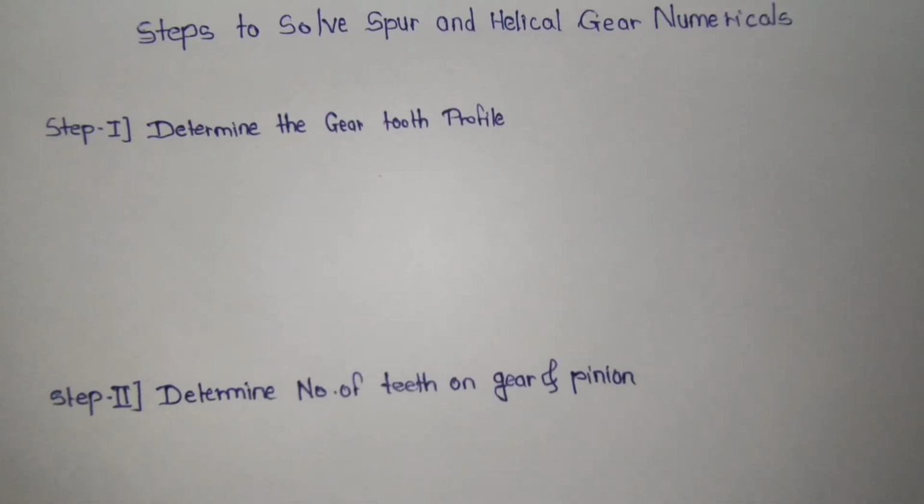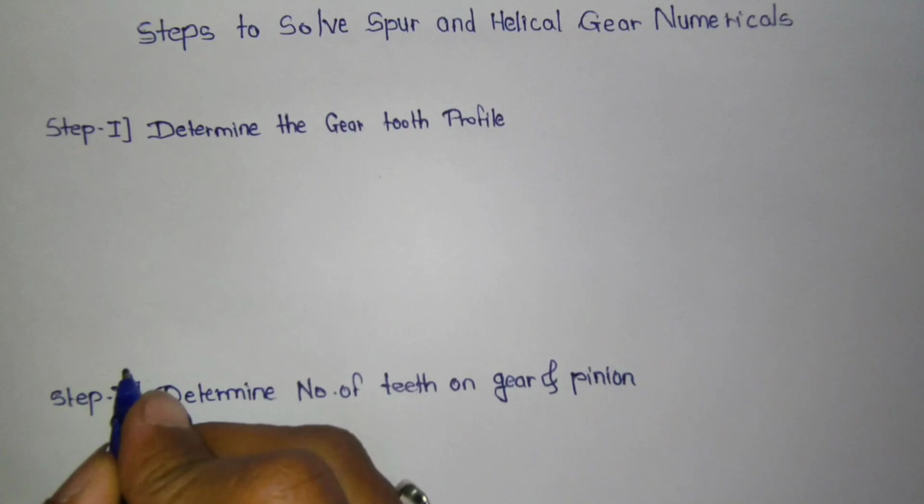Hello friends, today in this video I am going to show you all the required steps for the spur gear and helical gear numerical. First step, determine the gear tooth profile. In this step we have to determine what type of gear tooth profile we are going to use. It will be given to us in the numerical, or we have to assume it. There are three types of gear tooth profile.